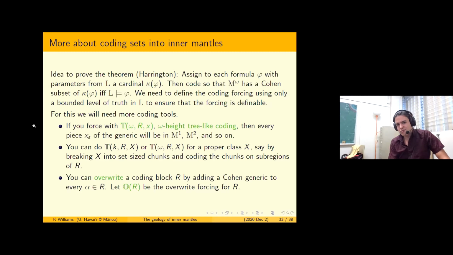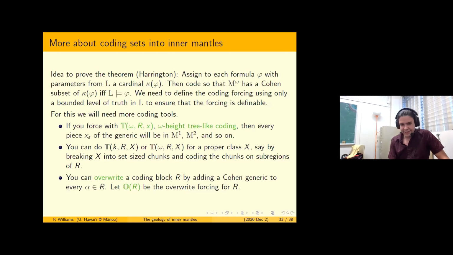Also notice you can do these tree-like codings for proper classes, not just sets. How did we code the first level of the tree? We broke it into set-sized pieces and coded all of those. So if you have a proper class X, break it into set-sized chunks and code all these chunks independently on subregions. You can split all these things up in a definable way. It's ugly to write down, but I hope it's clear how to do it.